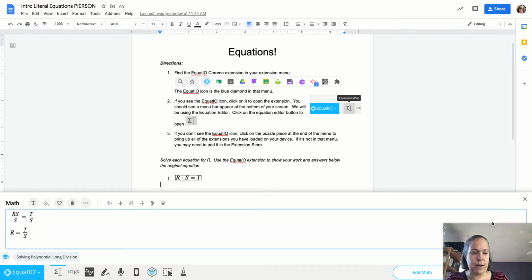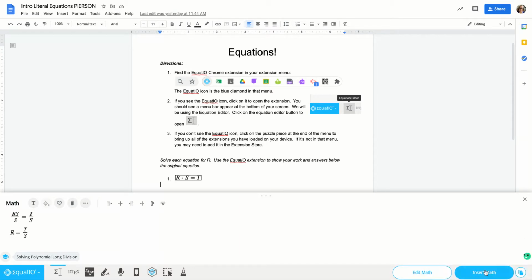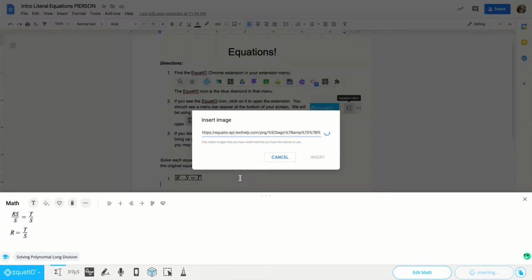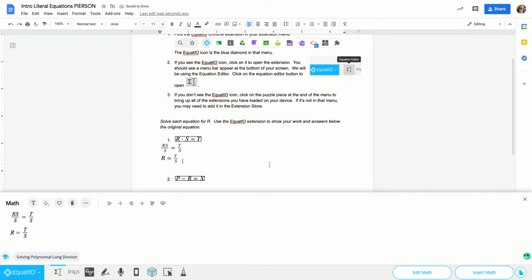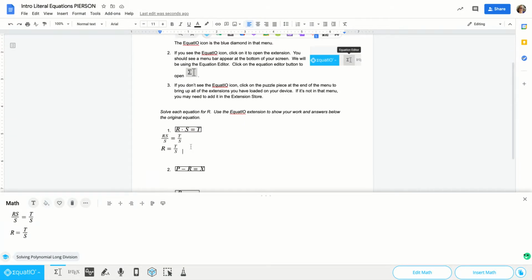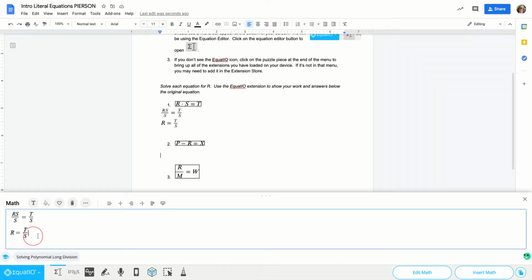Okay, so now I need to get rid of me. I'm going to insert math. That's this button right here. So inserting math, and it creates an image form of everything I just typed. Okay, now I'll do the next one. Let's see. So number 2, I have to delete everything right there.